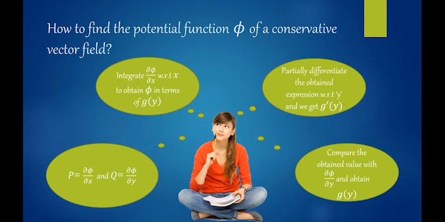Now once we know what the potential function is, it will be easy to determine the value of the line integral using Theorem 9.9.2. The integral over C of F·dr is equal to φ(B) − φ(A).